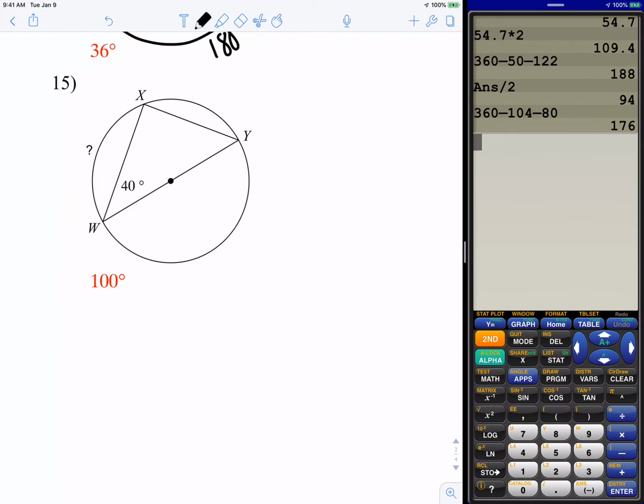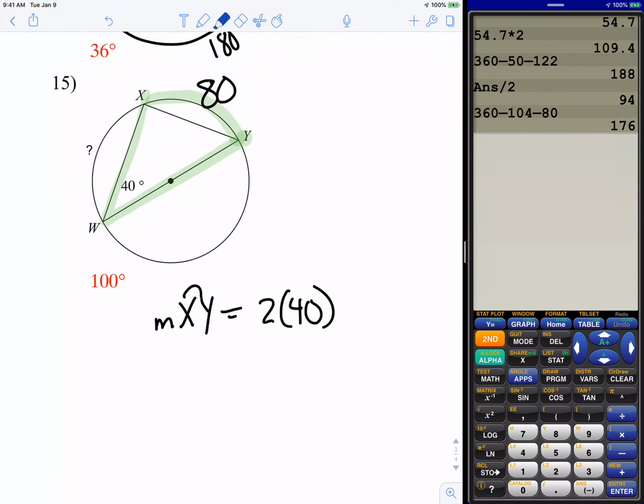All right, 15. I know that this angle here is 40 degrees. And the arc that is intercepted, XY, is equal to 2 times that angle. So this is an 80-degree arc. Well, that's not the arc I was interested in finding. I want to find this arc right here. I'm going to be able to find it because that's a diameter. And these two arcs here are going to add up to 180. So 180 minus 80 leaves me with 100 degrees for that arc right there.